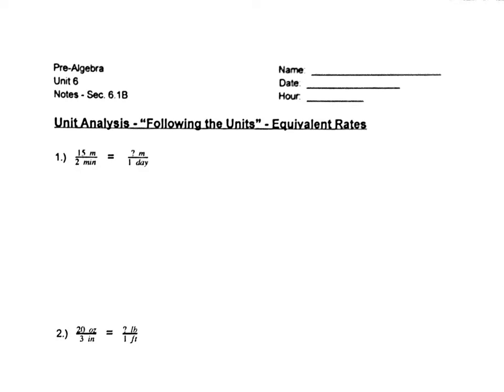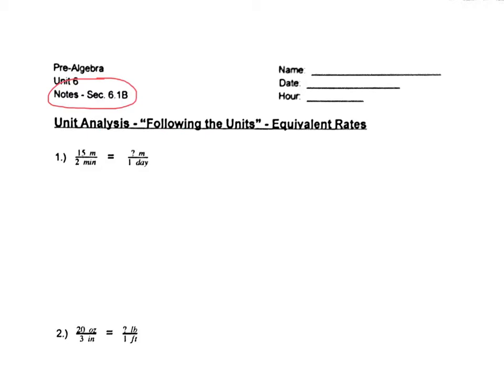Alrighty, here are your notes for section 6.1b. And the topic is unit analysis. What we're going to be doing is using a trick called following the units. We're going to be following the units to find equivalent rates. Equivalent is just a fancy word for equal. This following the units is a great trick, and you actually just follow what the units tell you to do.